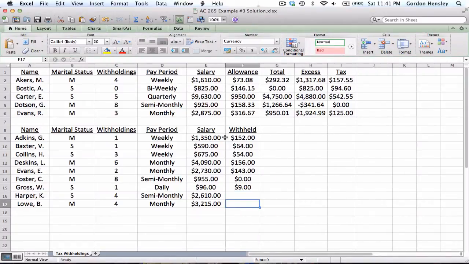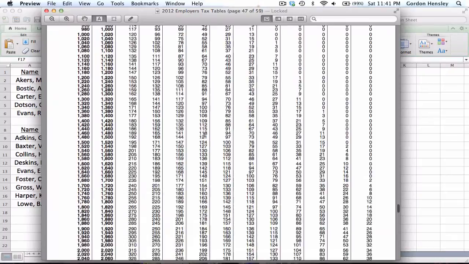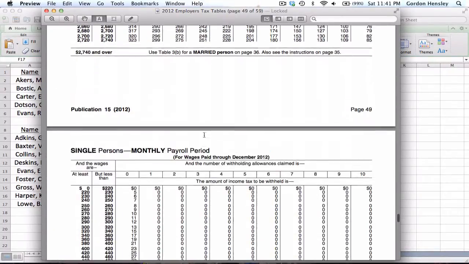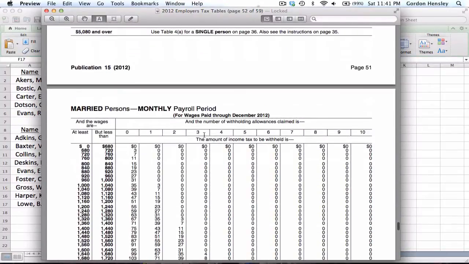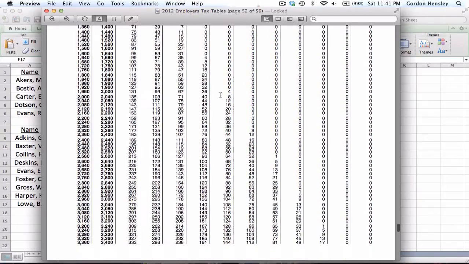Then I have this last person, married monthly, 4 withholdings, 3,215. So I'm looking for the married monthly table. And again, the downside is we have to scroll through until we find that table. But this one starts on page 52, married monthly. I'm in the column for 4 withholding allowances, and the amount is 3,215.